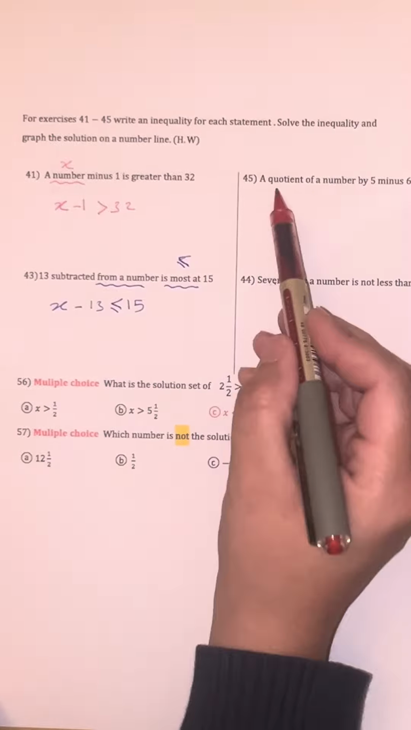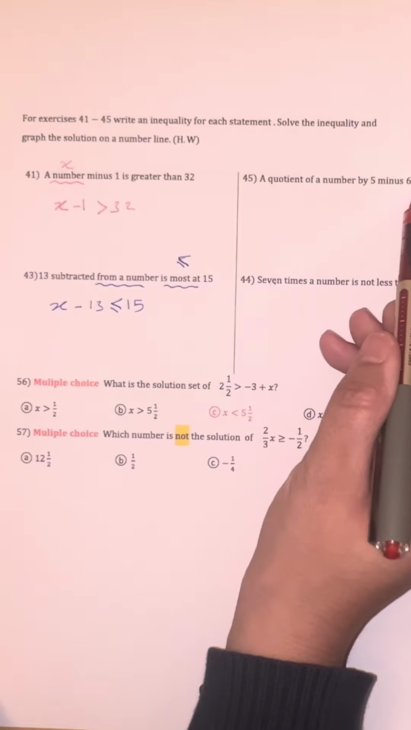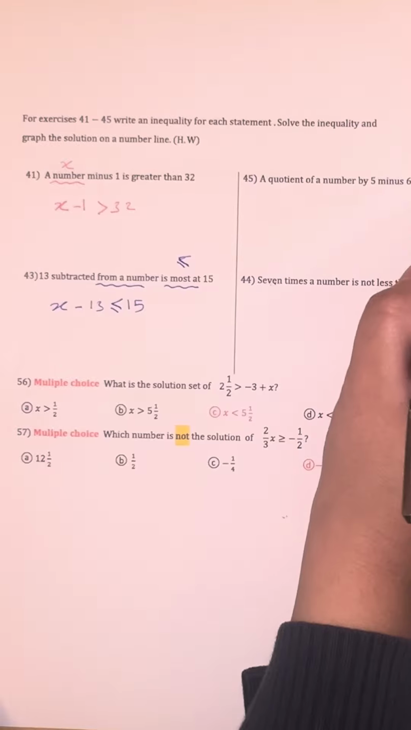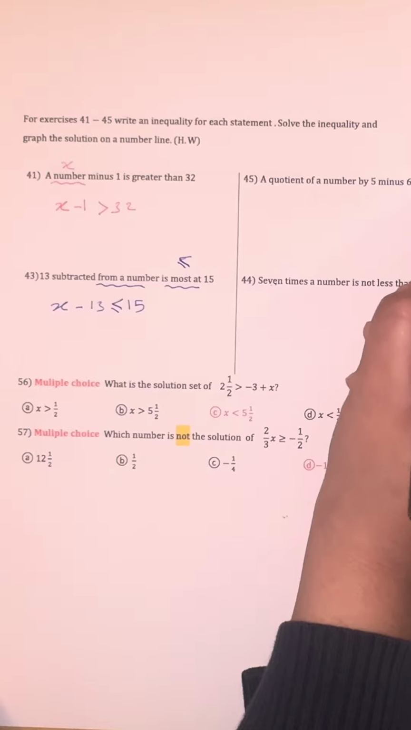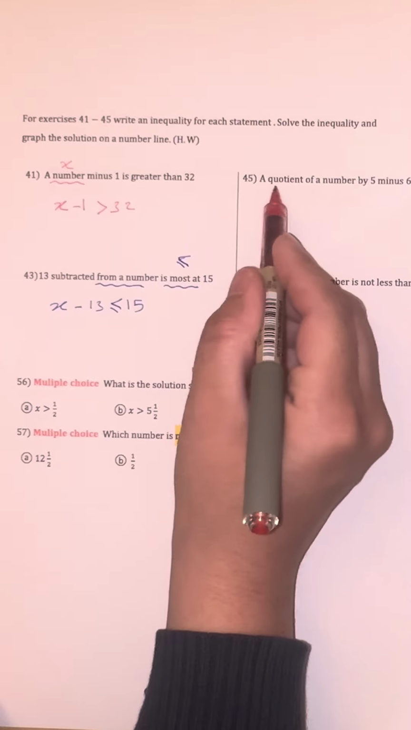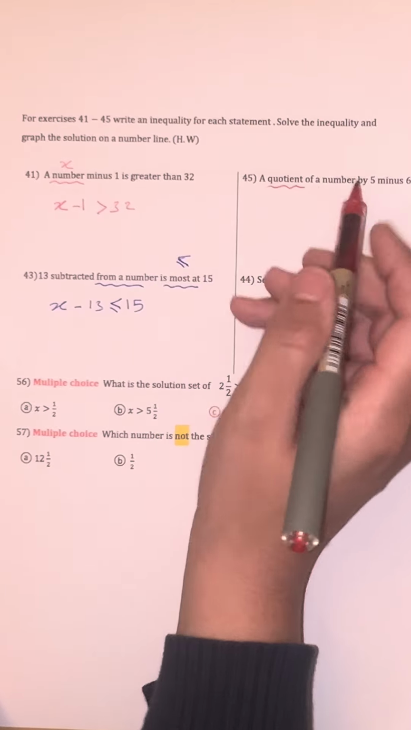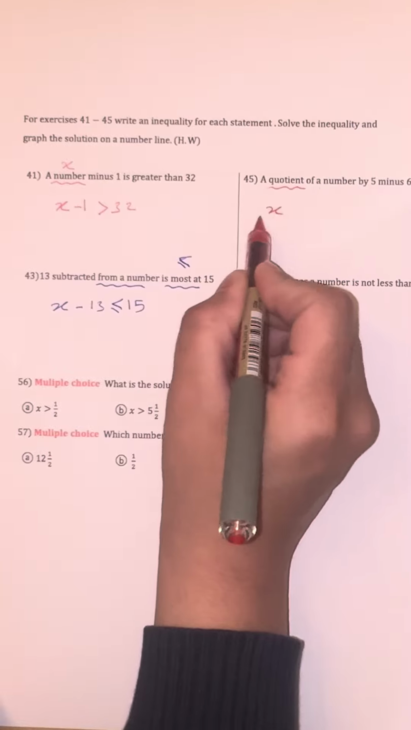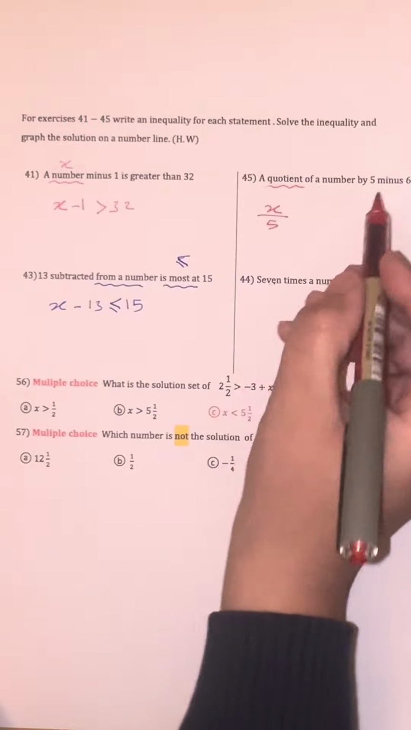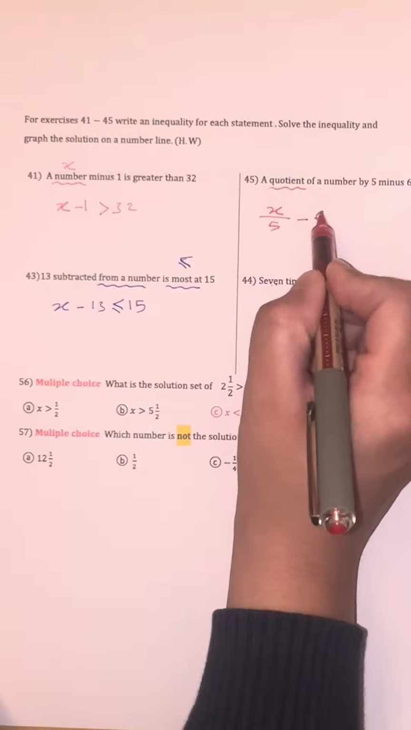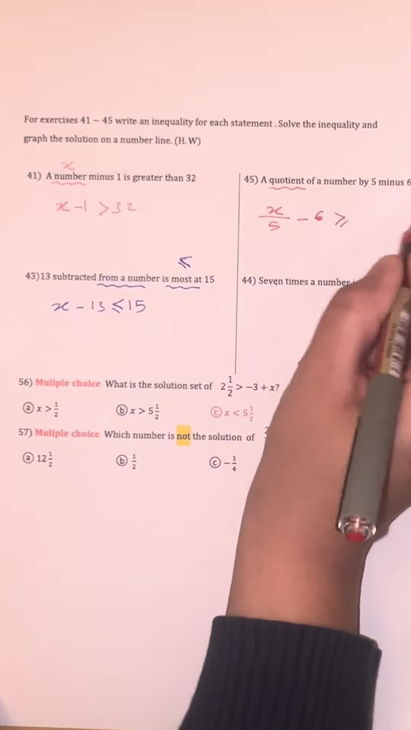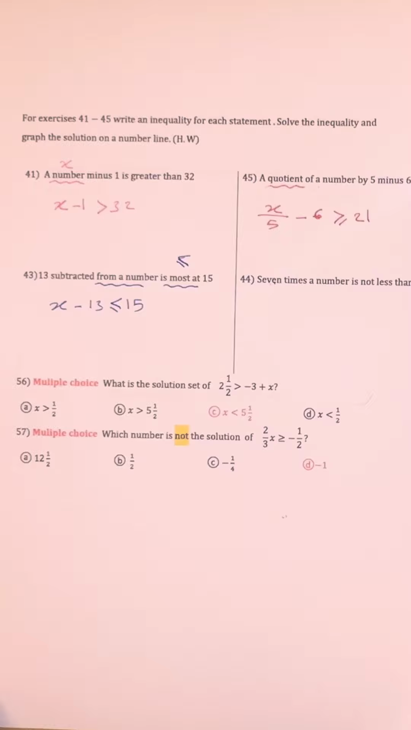Another question, a quotient of a number by 5 minus 6, at least, for example, 21. Because there is no number, I will write 21 for it. A quotient means a fraction, a number by 5. That means x over 5, or you can say 1 over 5 x, okay, minus 6. At least means greater than or equal. Greater than or equal, the number is 21, okay?